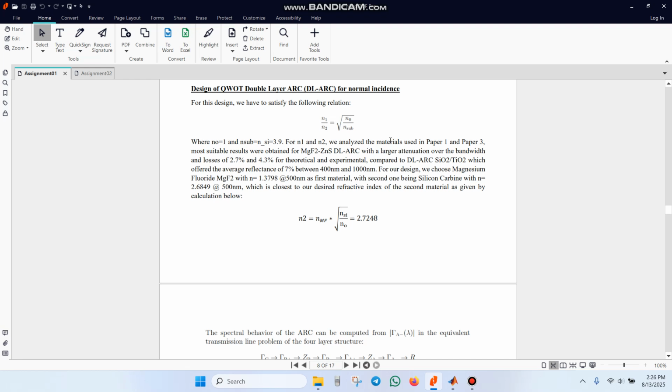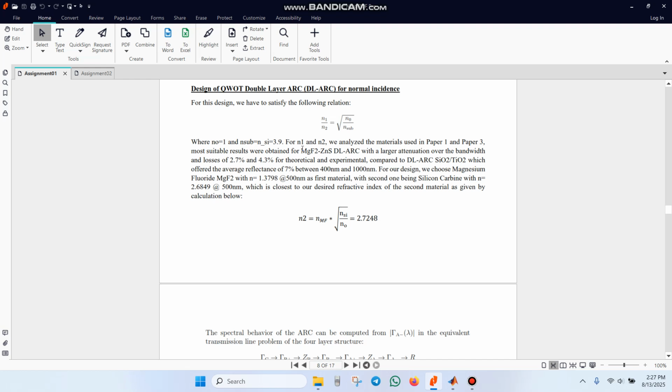Since, same as before, we did some literature survey about double layer design, and we found out that magnesium fluoride zinc sulfide is one of the widely and commonly used materials for double layer design. Similarly, silicon oxide and titanium oxide is also one of the commonly used designs, which offers a reflectance of 7% between the ranges of 400 to 1000 nanometer.